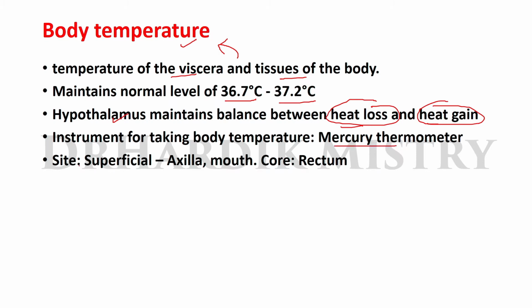There are two sites where we measure the body temperature: one is superficial, and the other is core body temperature. For recording the superficial body temperature, we use the axilla. But if the perspiration is too much, then we can use the mouth. Inside the mouth, we put the thermometer just below the tongue. At every site we record for 1 minute, so we place the thermometer either inside the mouth or in the axilla for 1 minute.